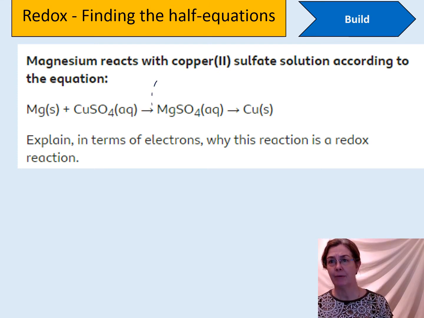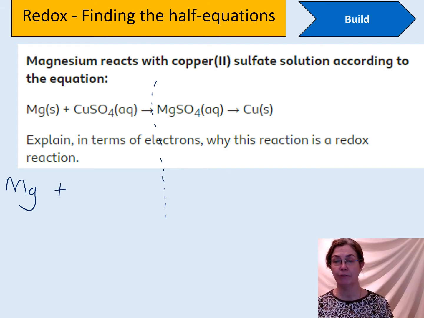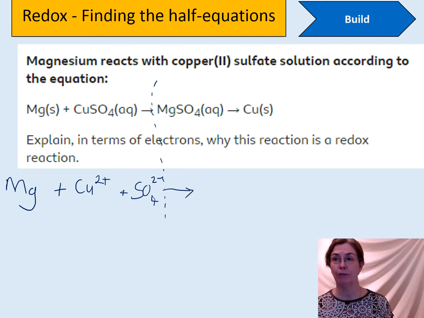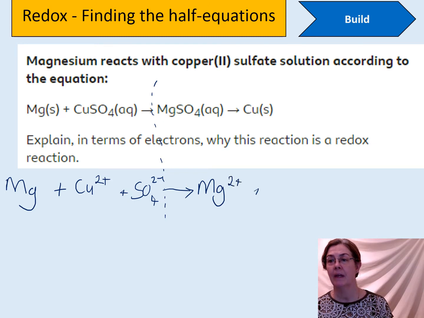I'm going to have two halves to this equation. So I've got my magnesium element, my magnesium solid, and the copper sulfate is a solution. It's a solution of copper sulfate in water, so that contains copper 2+ ions and sulfate 2- ions. And then on the other side of the equation I've made magnesium sulfate, a solution of magnesium sulfate in water, and that contains magnesium 2+ ions and sulfate 2- ions, and we've made this copper solid.